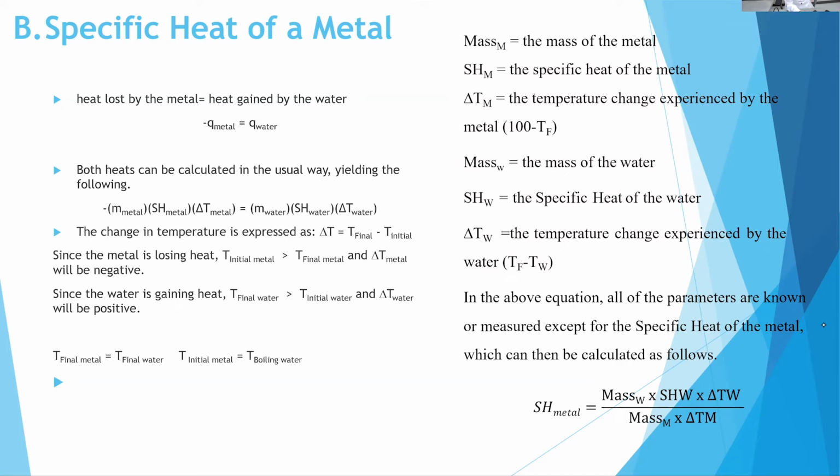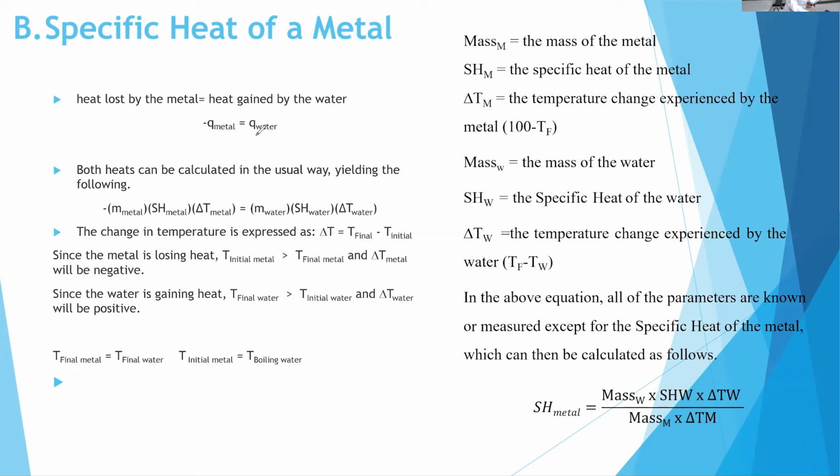So when they get to the same temperature, the amount of heat lost by the hot metal is going to be equal to the heat gained by the cold water. And for each one, you can calculate the heat. Q of the metal is going to be the mass of metal, which is experimentally found, times the specific heat of metal, which is the unknown, times the change in temperature, which is the final temperature of metal minus the initial temperature of metal. The initial temperature for the metal is the temperature of the hot water. These are explained in the experiment, how to get them.